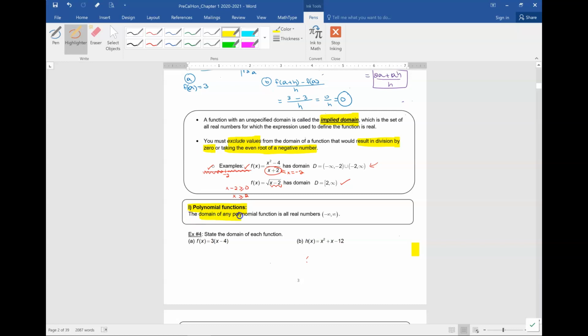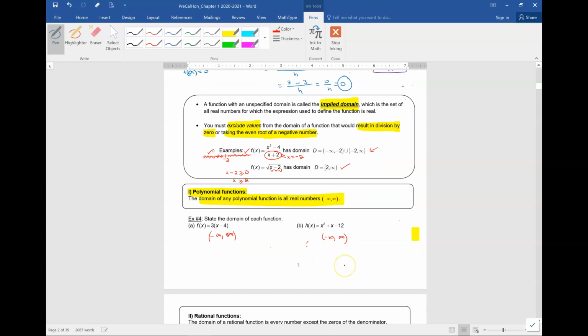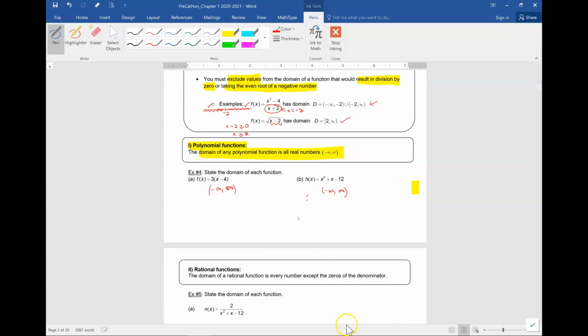The domain of all polynomial functions is all real numbers. Best case scenario. So look at part A, polynomial function, domain is all reals. Look at B, polynomial function, domain is all reals. There is no x value that you can't plug into that function.